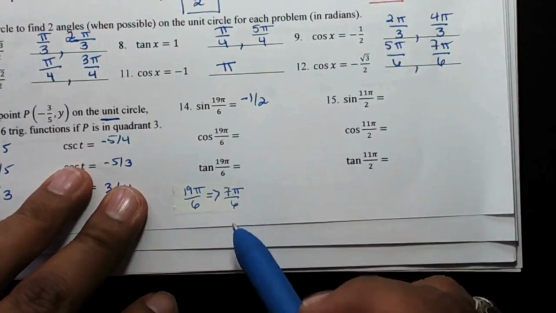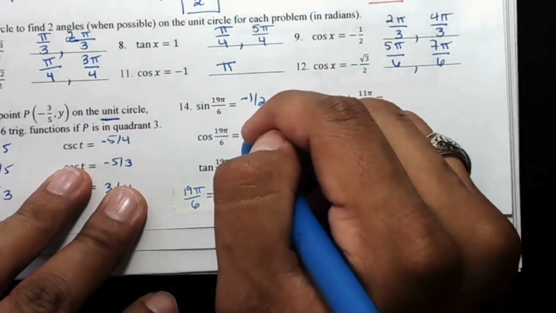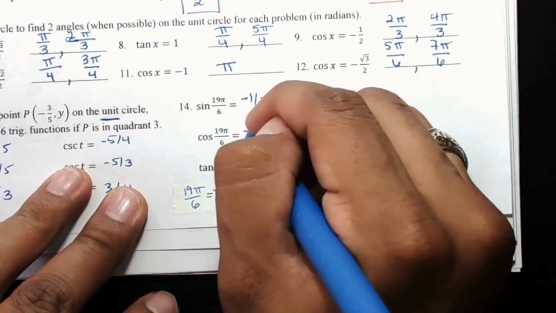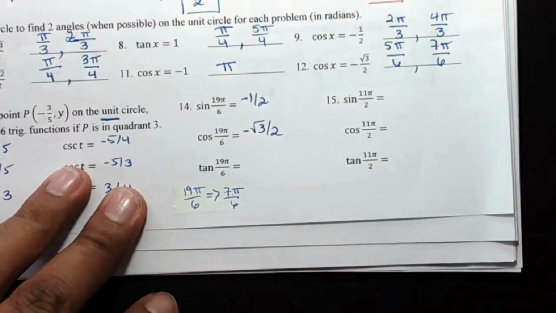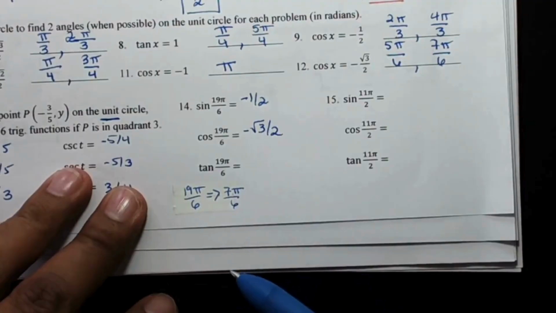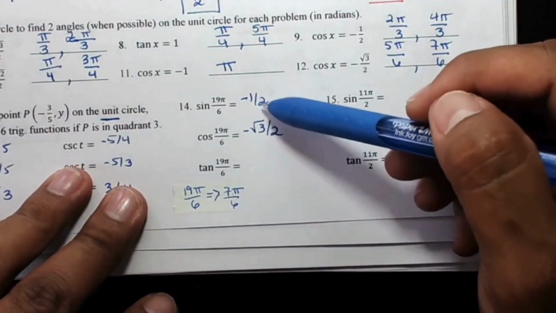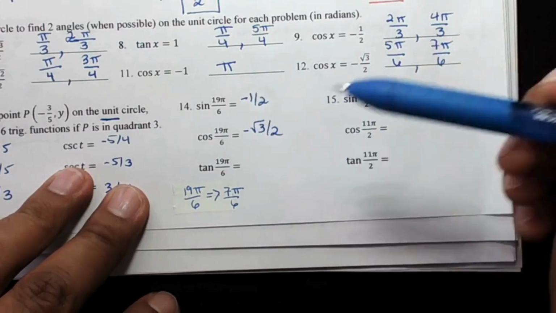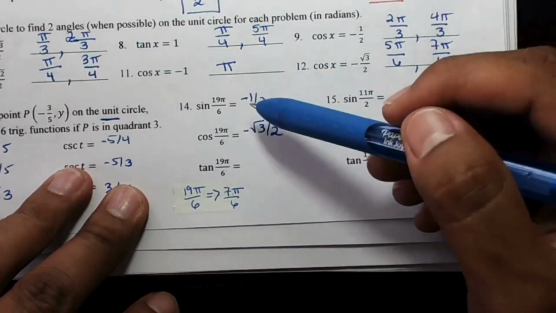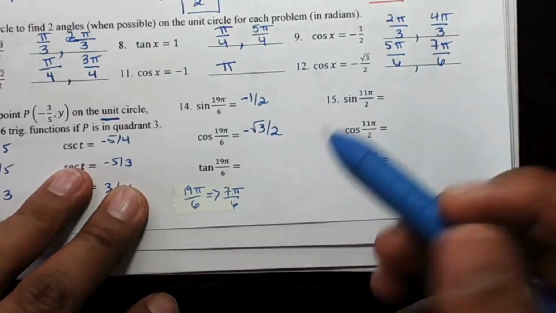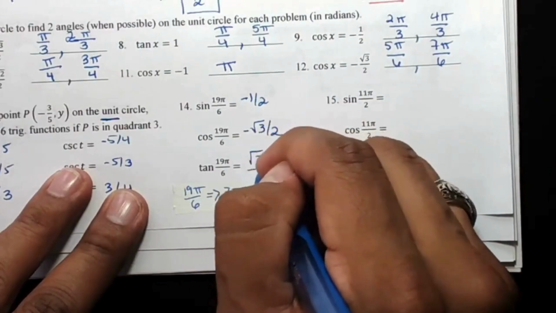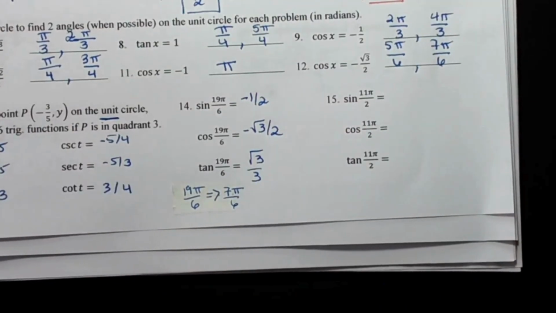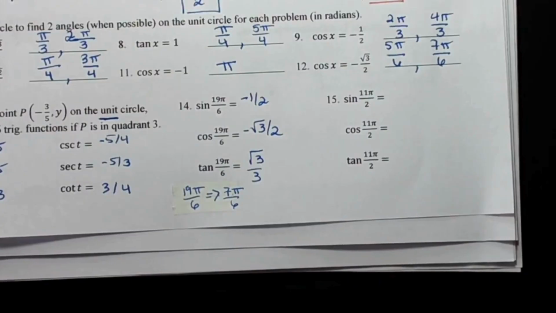Cosine of 19 pi over 6 or cosine of 7 pi over 6 is going to be the exact same answer, -√3/2. Tangent is the y over the x. So if you think about it this way, where you're dividing negative 1/2 by negative root 3 over 2, it's going to become positive, and you're going to have 1 over root 3, which we can't have, so it's root 3 over 3. So just something to maybe commit to memory is that tangent of 30 or tangent of pi over 6 is always just root 3 over 3.